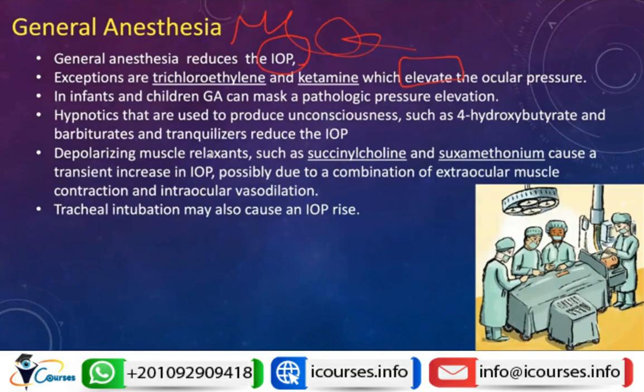Also, muscle relaxants such as succinylcholine and succinylmethonium will cause a transient increase of the intraocular pressure. This is also important. Tracheal intubation will also cause a rise of the intraocular pressure. So again, what are the general anesthetic agents that may cause a rise of the intraocular pressure? This is trichloroethylene, ketamine, succinylcholine, and succinylmethonium.